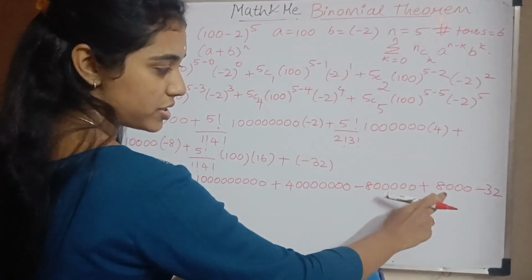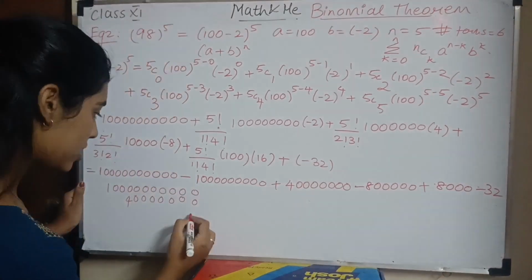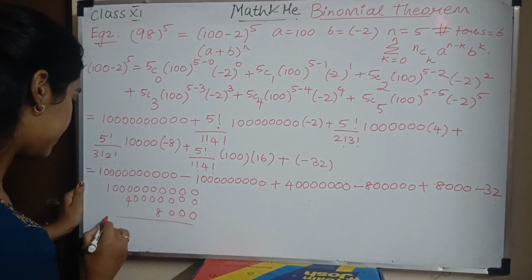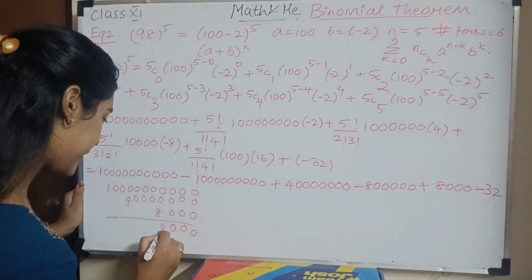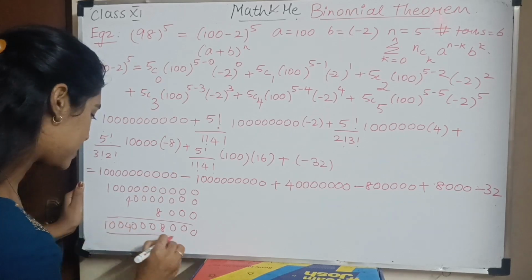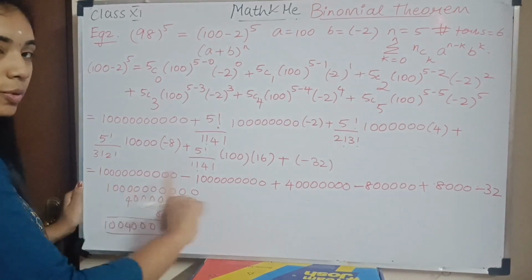So I have 1, 2, 3, 4, 5, 6, 7 and a 4. Then I have in the positive term, so it is 3 zeros and 8. So I have 0, 0, 0 and 8. So what do I have? 0, 0, 0, 8, 0, 0, 0, 4, 0, 0, 1. So this is the summation of all the positive terms.